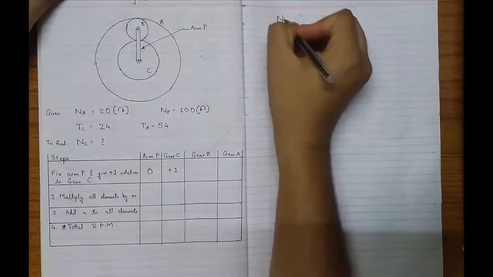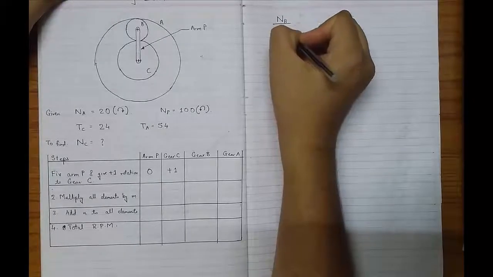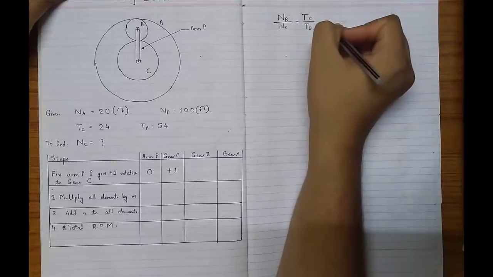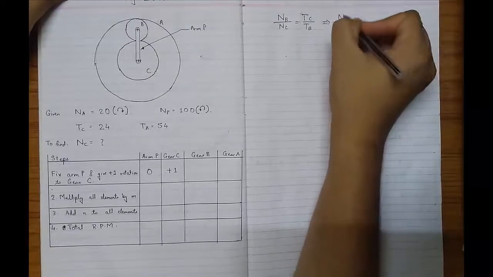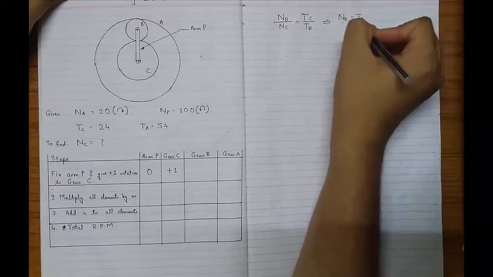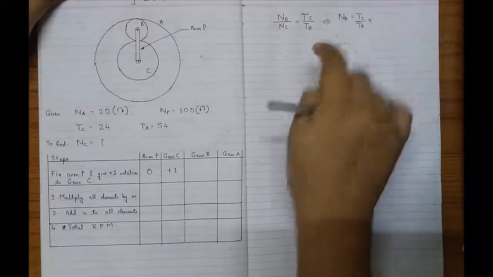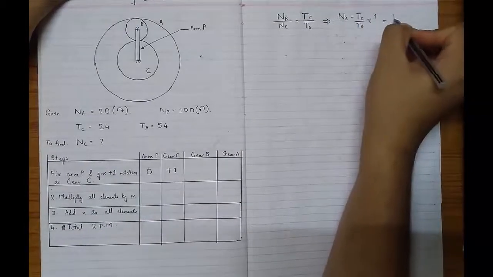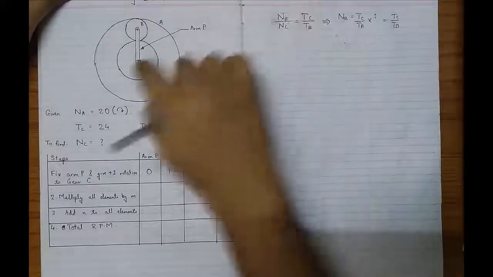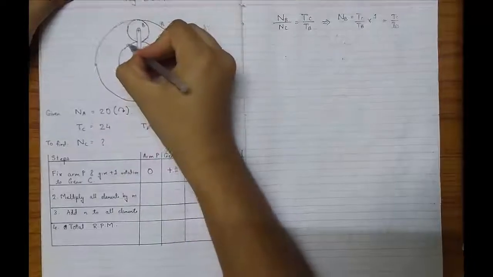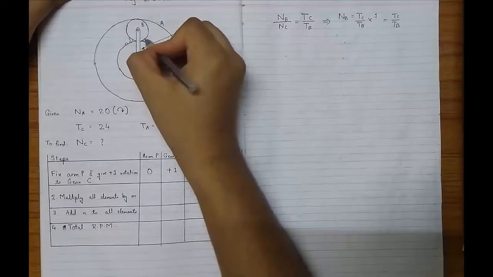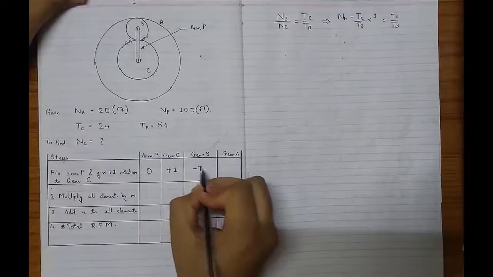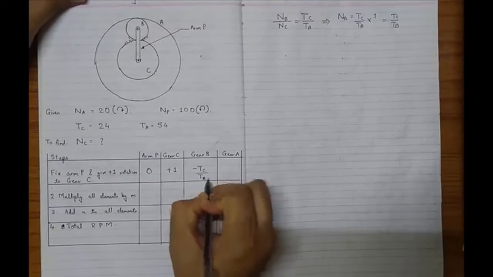So what will be the formula? NB upon NC is equal to TC upon TB. Okay, so NB is equal to TC upon TB into NC, and NC is +1. So it will be TC upon TB. But these gears are externally meshing. Okay, these gears are externally meshing. Because they are externally meshing, the direction will be reversed. So it will be minus TC upon TB.